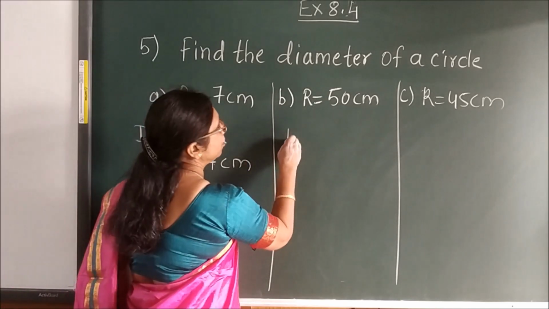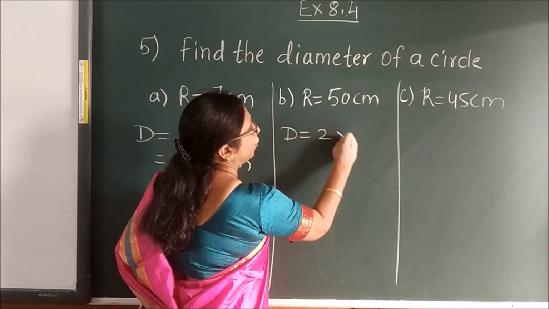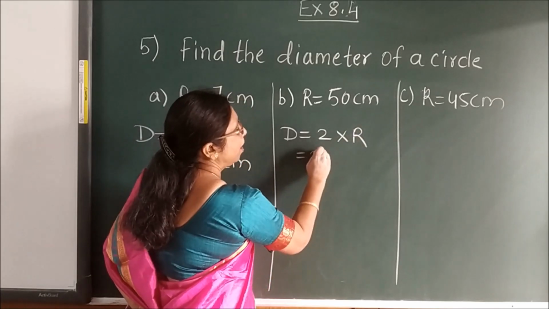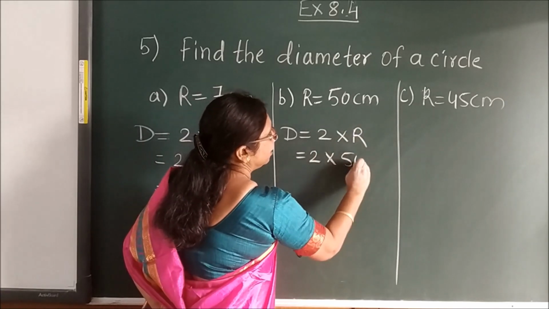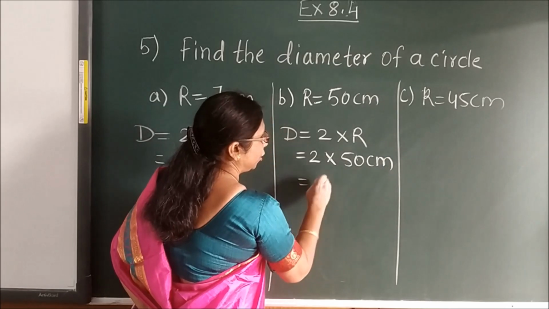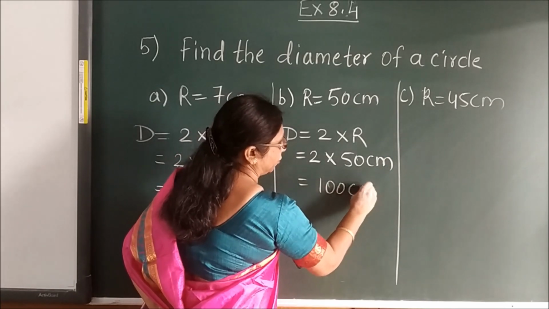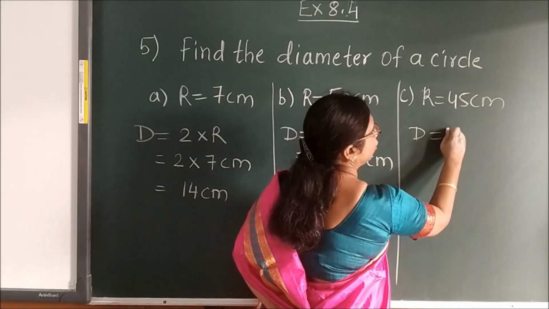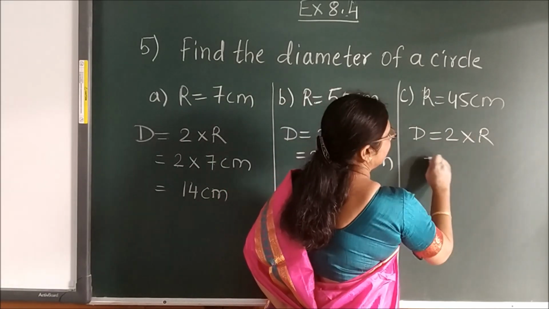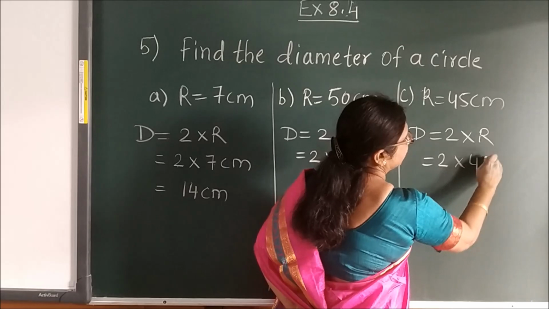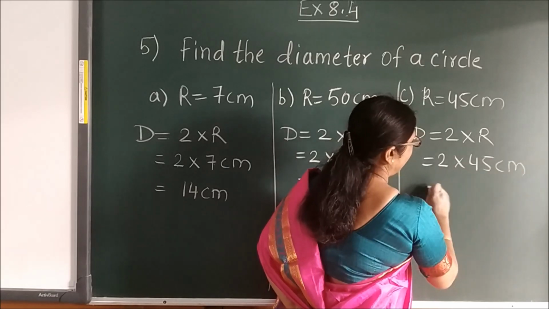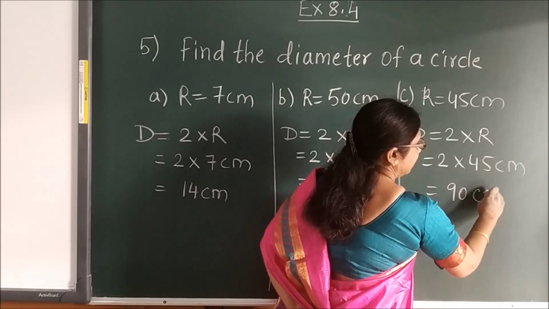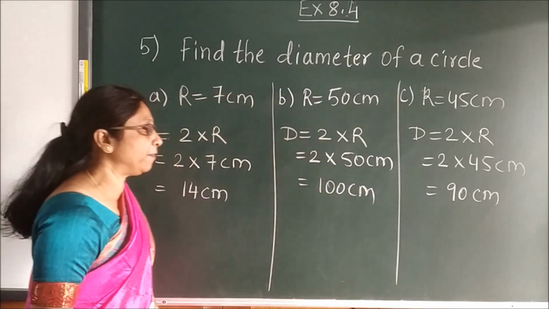Now here also same, diameter is 2 into radius. Put the radius and then multiply, what you will get? 100 centimeter. Clear? Here also diameter is equal to 2 into radius. Place the value of radius there, 45 centimeter. When you multiply, what you will get? 90 centimeter. 2 into 45 is 90.